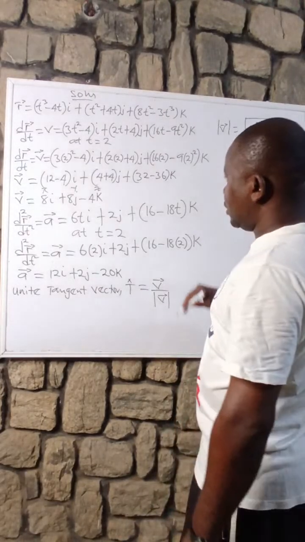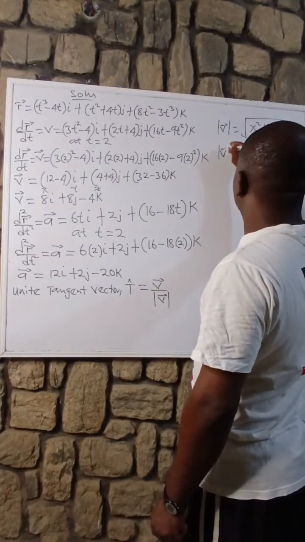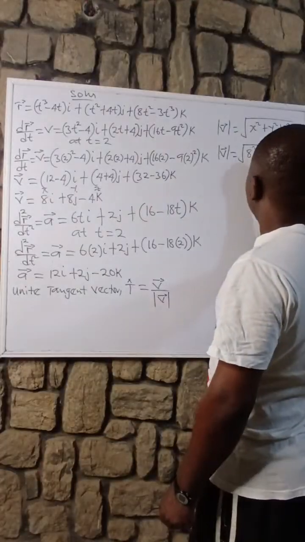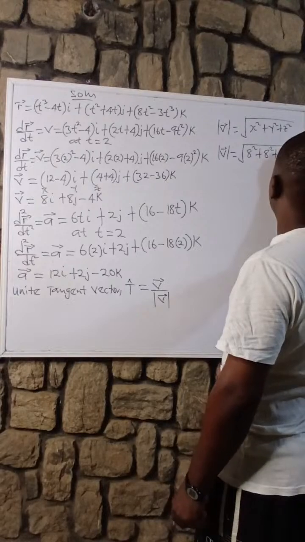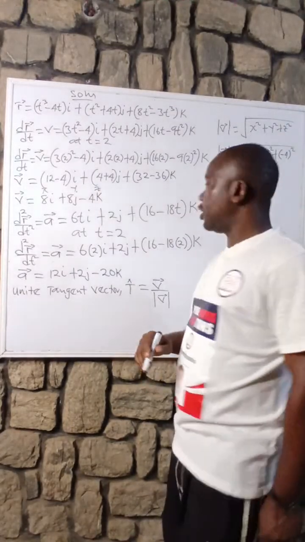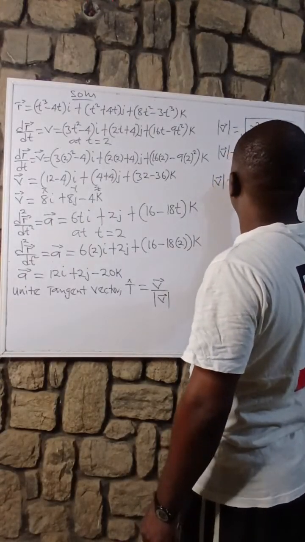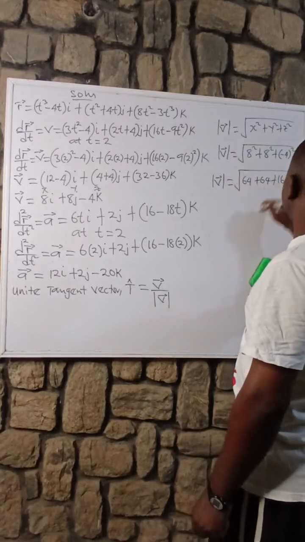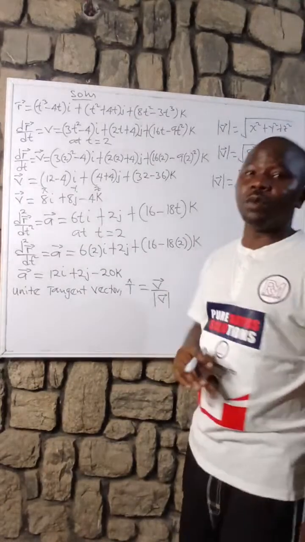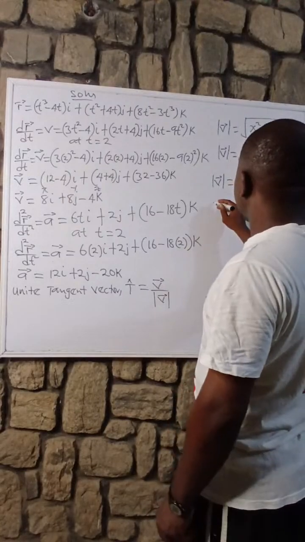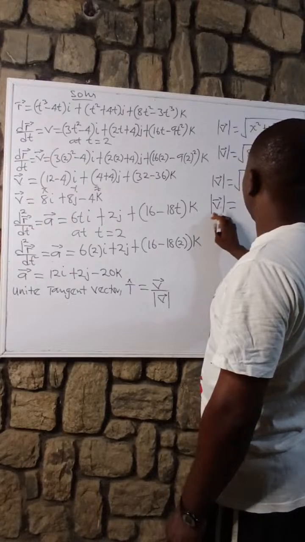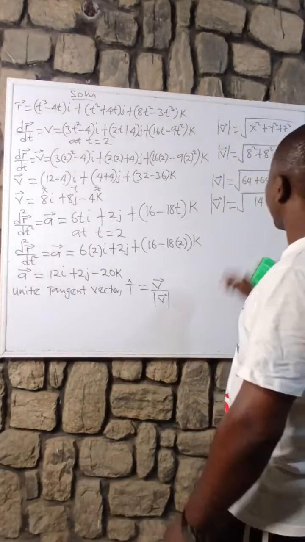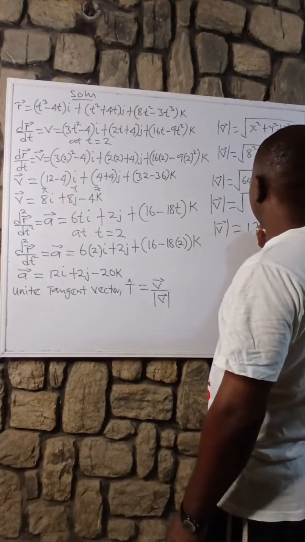True or false? So here, vector modulus will now be equal to square root of what is x here? 8 squared plus 8 squared, right? Then plus minus 4 squared. Amen? Okay? So here will now be equal to 64 plus 64, plus 16, right? When you add them, you are supposed to have 144, right? So our vector v modulus will now be square root of 144, and square root of 144 is what? Equal to 12, right? Yeah.